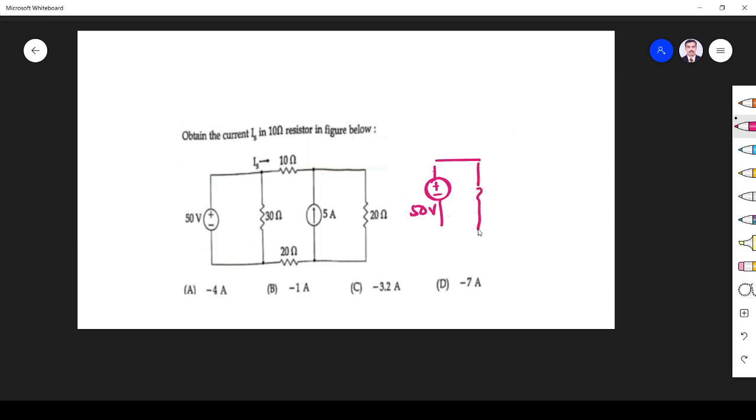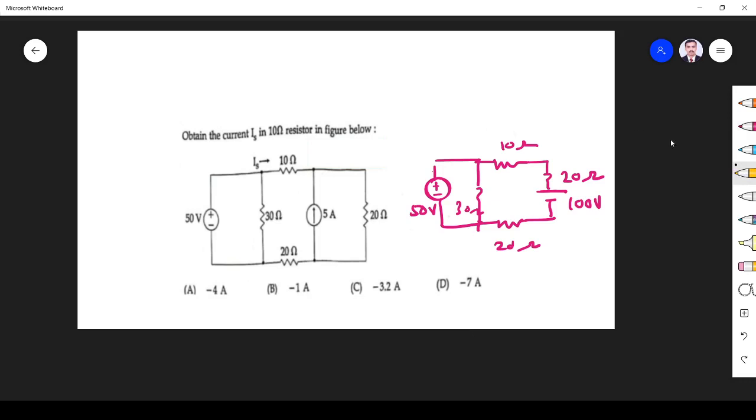This is 30 ohm, 10 ohm, this is 20 ohm. 5 into 20, I into R, is 100 volt. 100 volt will be in series with 20 ohm. So this is 100 volt, this is 20 ohm. Now we got everything. Now we find the answer. Hereafter the problem is very simple.